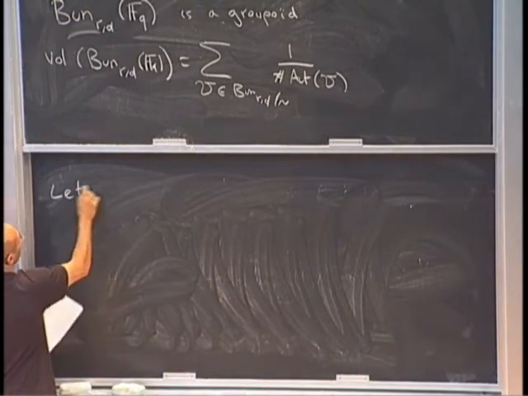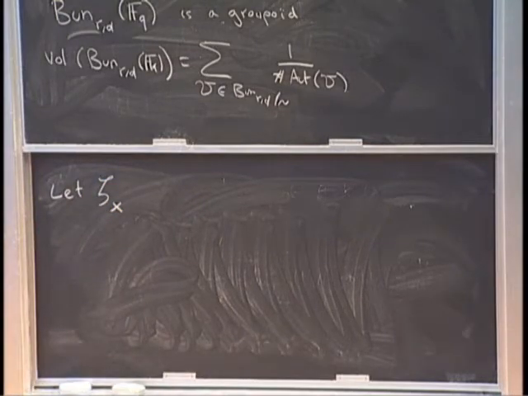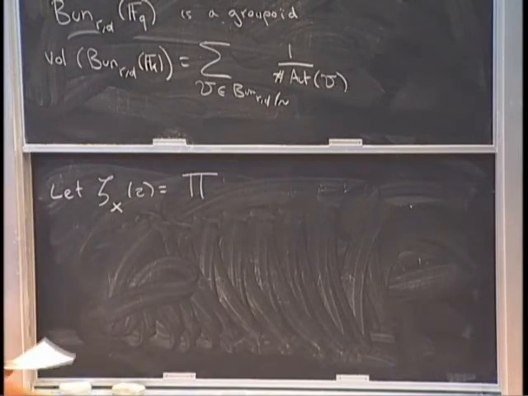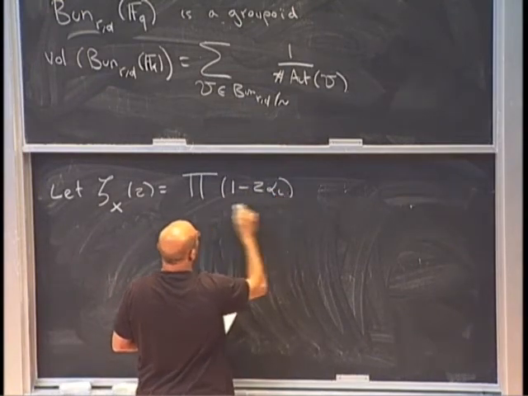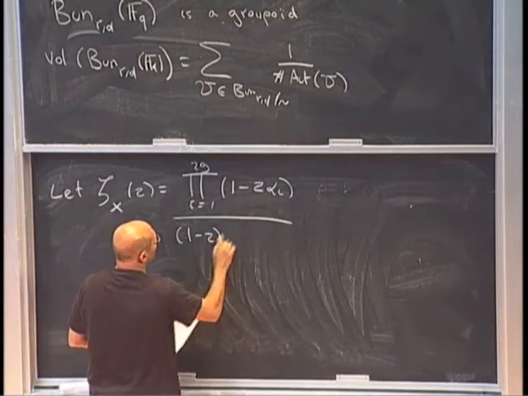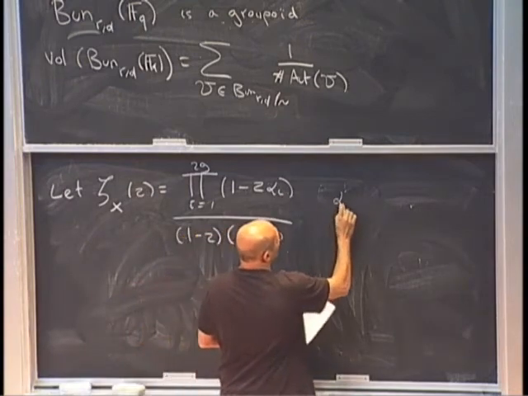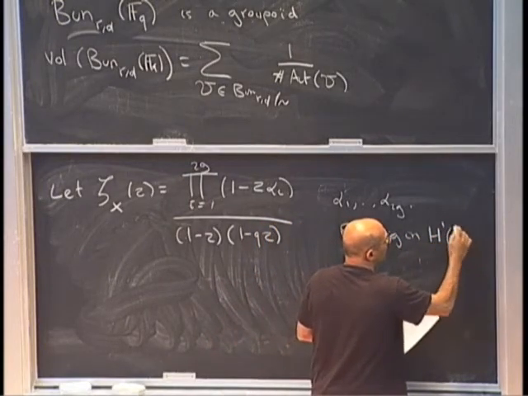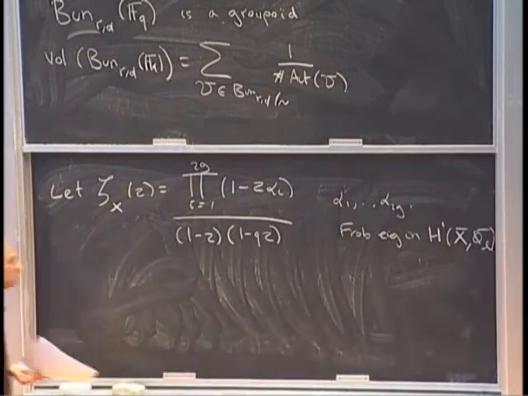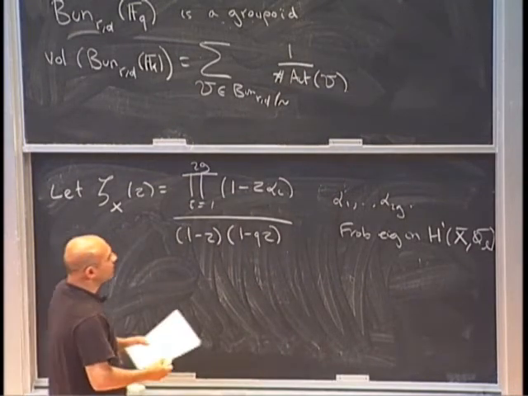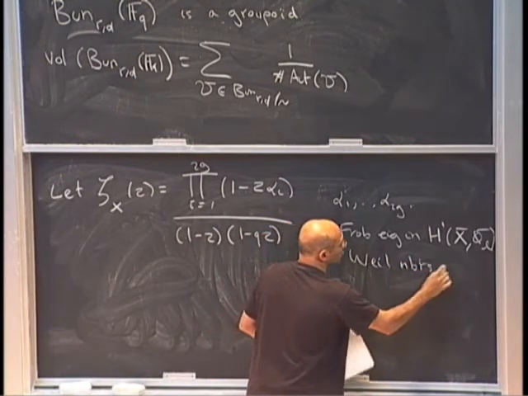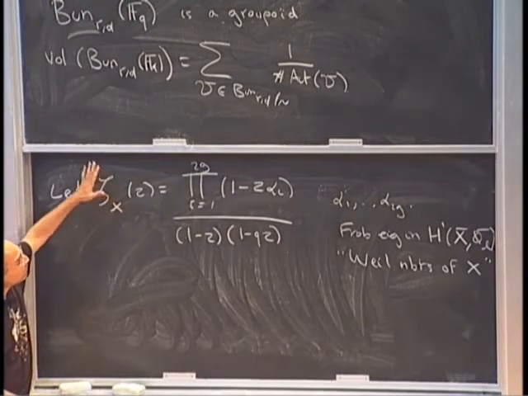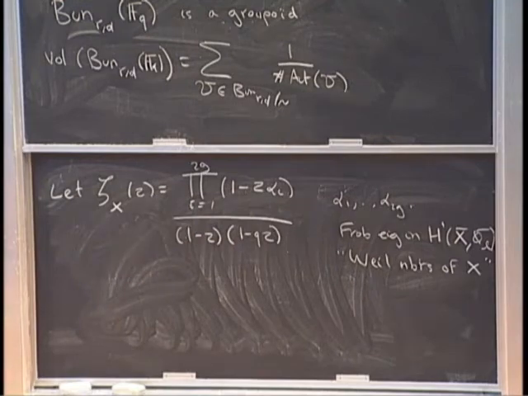So let me first introduce the zeta function of X. What is the zeta function? Well, there are some better ways to define it, but I'll just throw the formula at you. The zeta function is this following rational function divided by (1 minus z)(1 minus qz). And here alpha_1 up to alpha_2g are the Frobenius eigenvalues in H^1 of the curve, so the étale cohomology of the curve over the algebraic closure, also known as the Weil numbers. And as I'm sure many people know here, we can also define the zeta function as the generating function for the number of points in the symmetric product of the curve, the number of points over F_q.